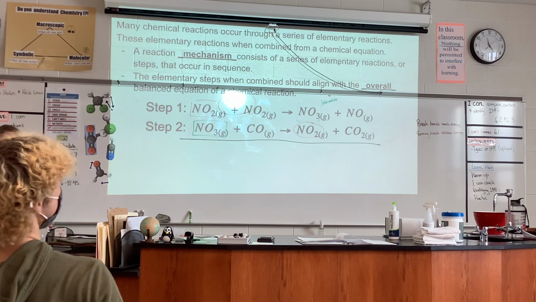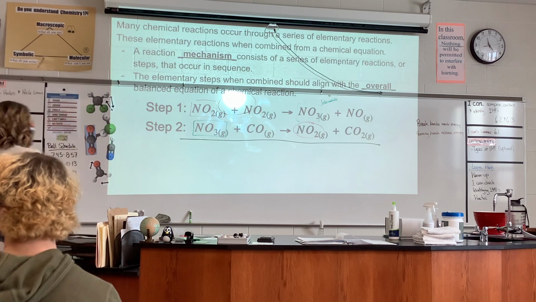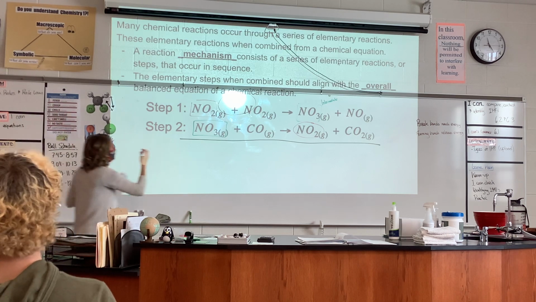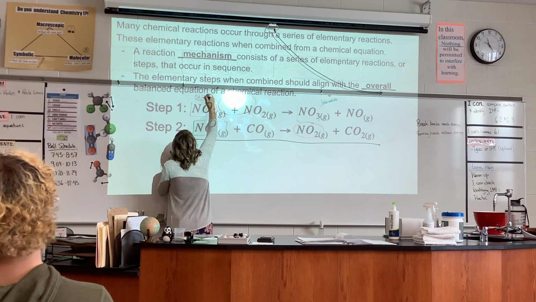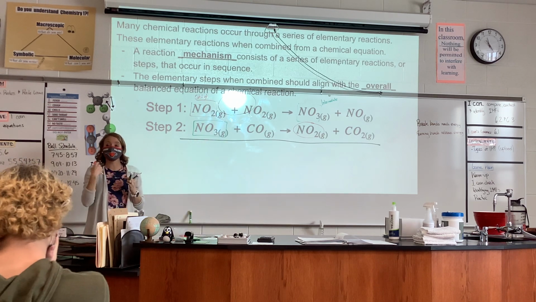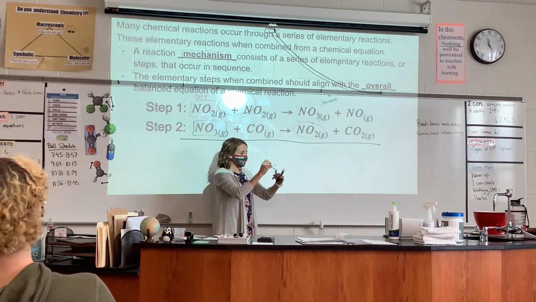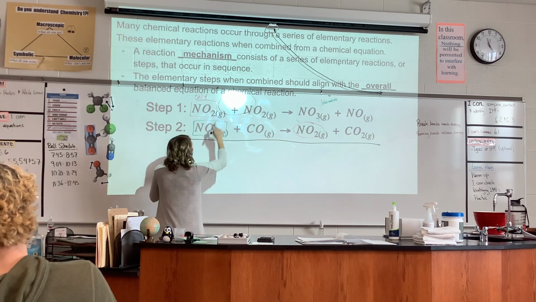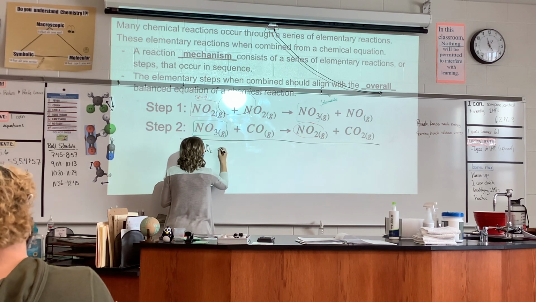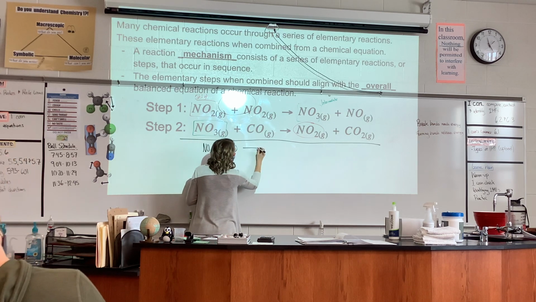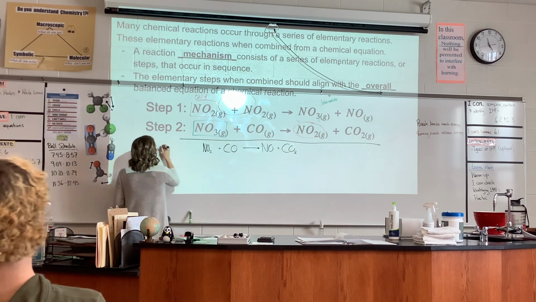Something I put into a reaction, think about last time for those that were here. Catalysts are something we put into a reaction, but they still come out of the reaction, which means they're not included in the overall either. So I'm going to have NO2 for this one, plus CO, NO, CO2.